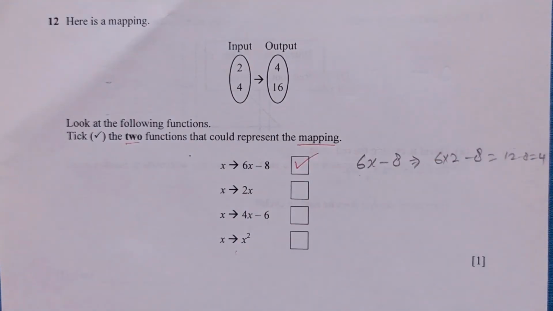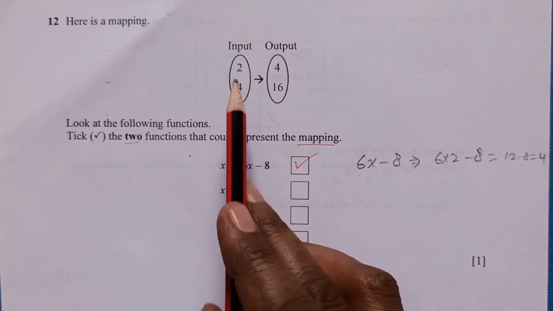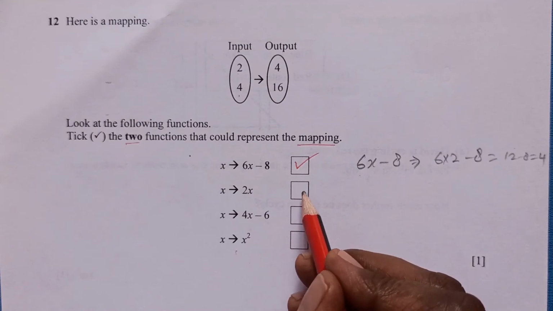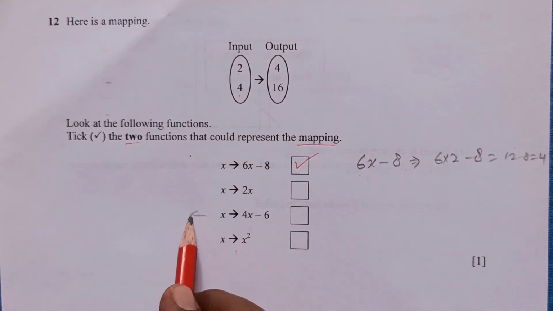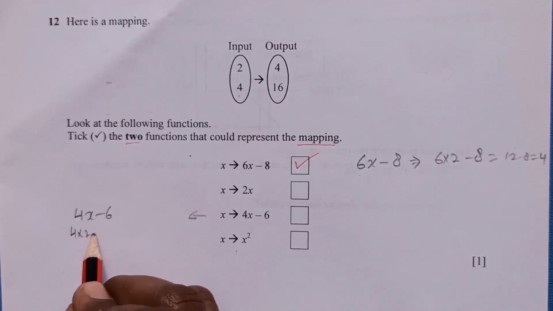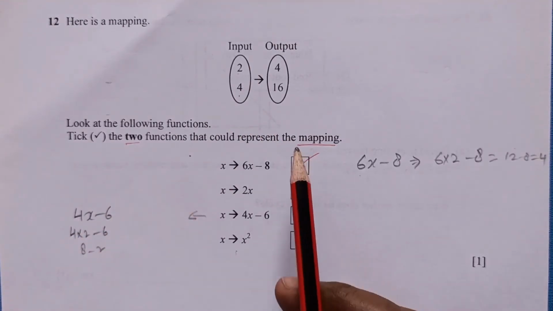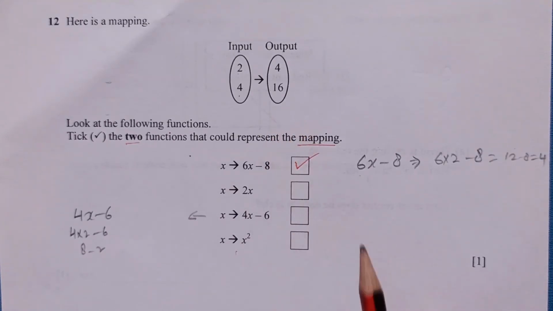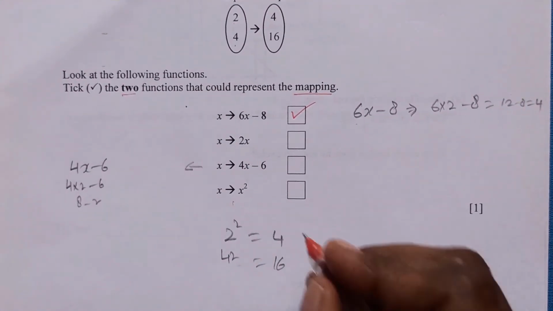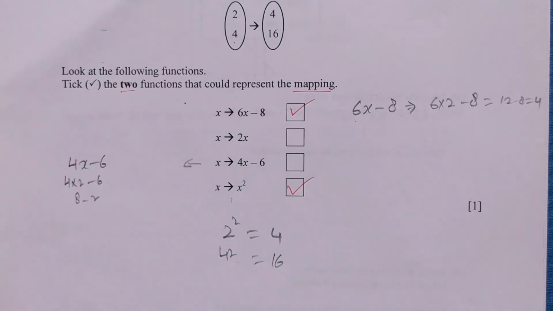So that is true. And 2x: 2 times 2 is 4, but 4 times 2 is 8, not 16. So this is not the answer. This one is 4x minus 6. Let's say x is 2, 4 times 2 minus 6, it is 8 minus 6, it is 2. So again this is not working. Lastly we have x squared. That means 2 squared you get 4, and 4 squared is 16. 4 times 4 is 16. So yes, this worked. So we will tick this box here.